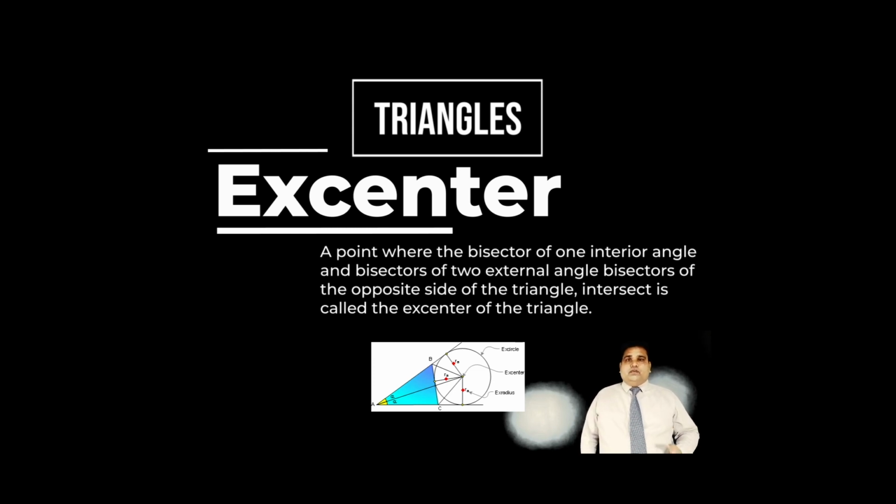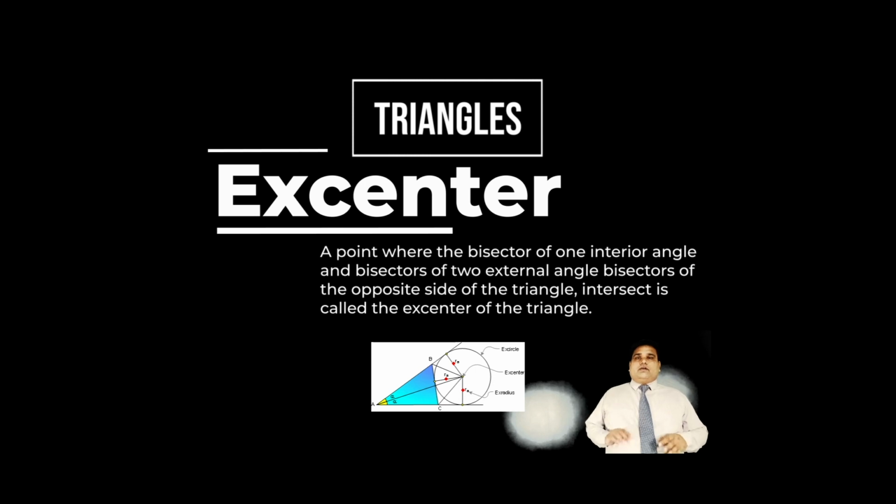So here this point is what? Interior angle bisector. So when we are extending outside the triangle, we can also see that at points B and C we are also forming the external angles. So when we are extending external angles, these two external angles and the interior angle bisector from point A, where all three meet, that point is known as the excenter. So what is the excenter?